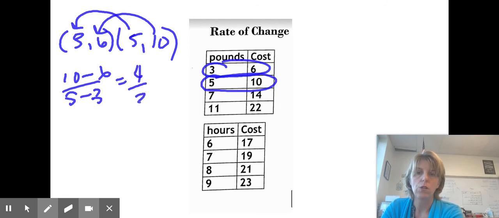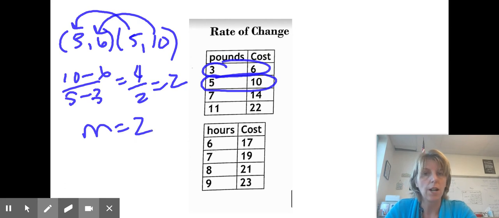So it's 4 over 2, which is 2. So this has a slope of 2, or a constant rate of change of 2. Rate of change and slope mean the same thing. Doesn't matter which 2 points I pick. It doesn't even matter the order of the points. As long as I have 2 points, I can find the slope.